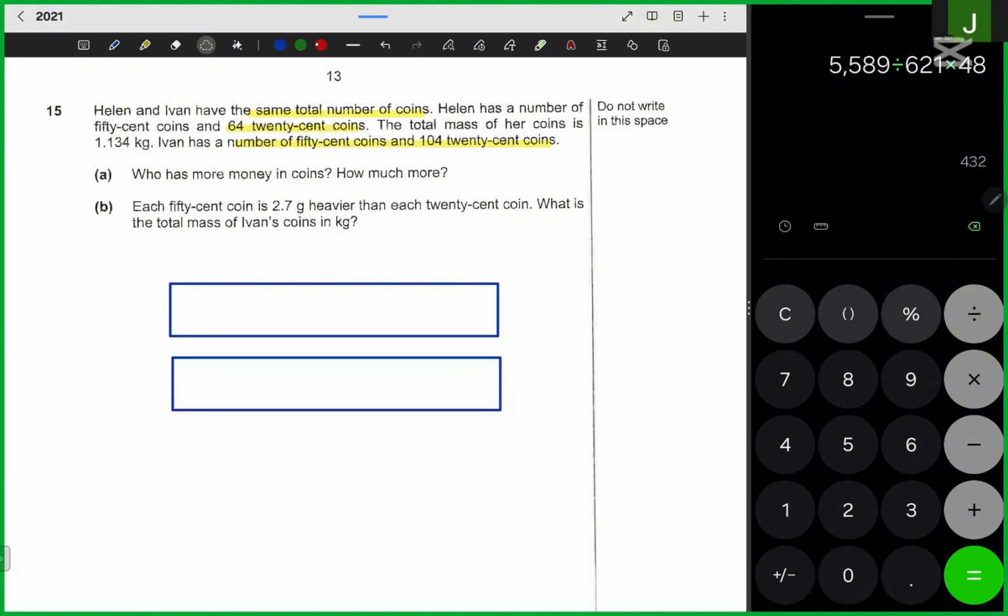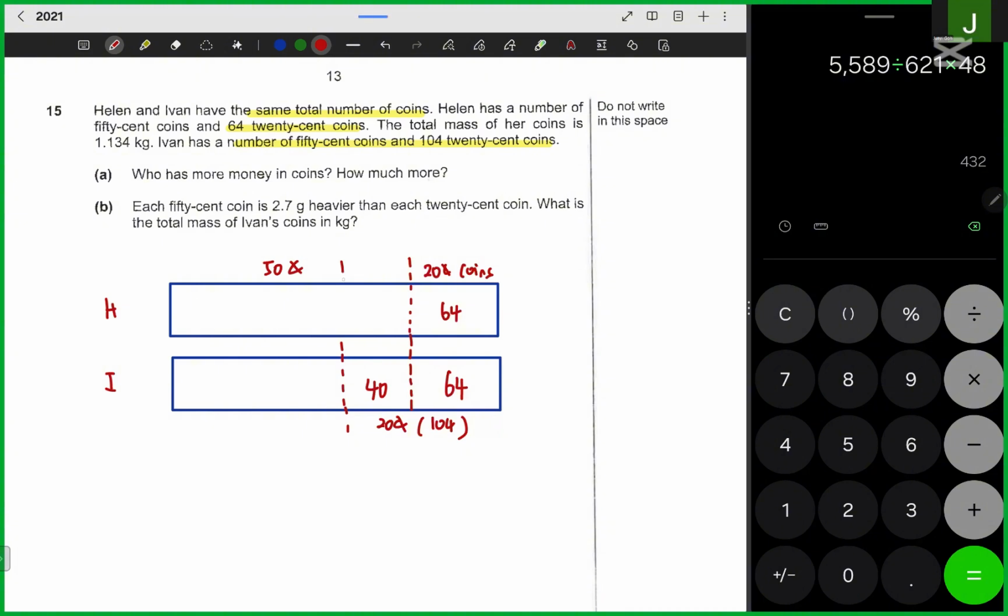Okay? Now, I don't know how much 64 is, but let's just say this is 64. These 64 are all 20-cent coins, which means that for Helen, all these are 50-cent coins. Ivan has 104 20-cent coins. But this 104, we have to know that this part is also 64. So that means this must be 40, 40 of the 20-cent coins.